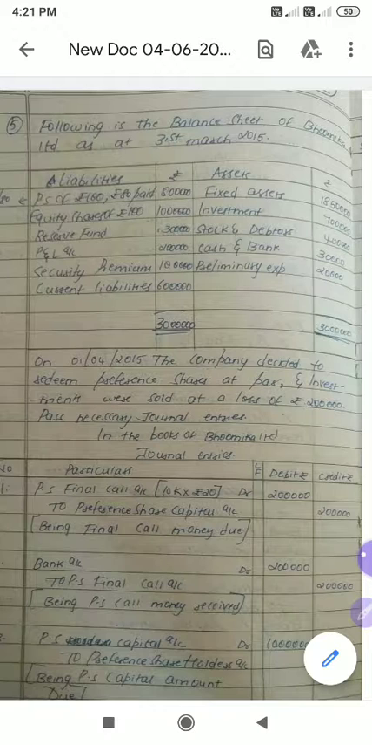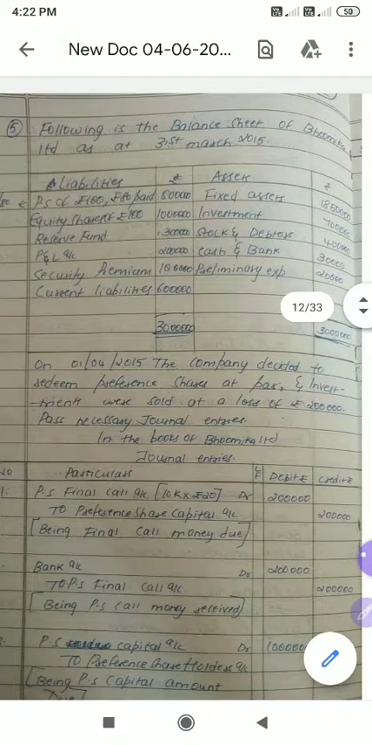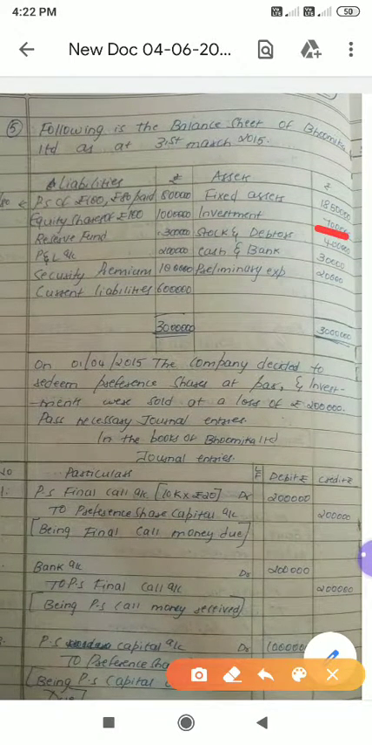And investment was sold at a loss of rupees 2 lakh. Look at here, we have investment here. How much investment we have? 7 lakh we have. This investment will be sold at a loss of 2 lakh. That means investment will be sold at 5 lakh. 2 lakh is loss, that will be transferred to P&L account. Pass necessary journal entries. So in the books of Bhumika Limited, journal entries, particulars, rupees, debit, credit.